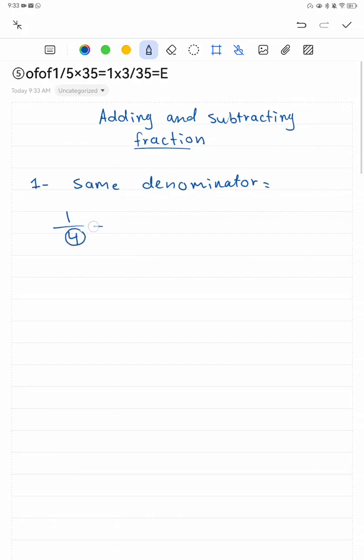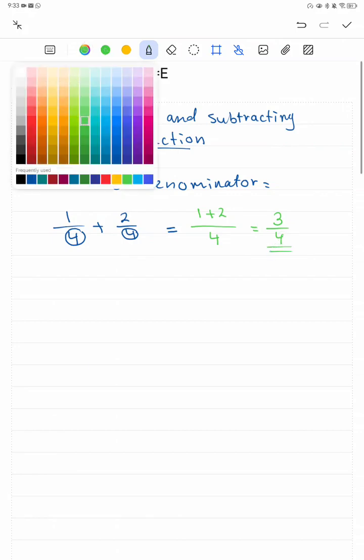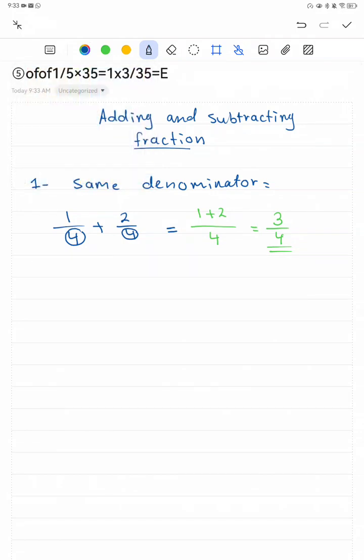What if we add 1 over 4 plus 2 over 4? Since the denominators are the same, we add the top numbers first. 1 plus 2 over 4. 1 plus 2 is equal to 3. 3 out of 4, and that's how we add fractions with the same denominator.